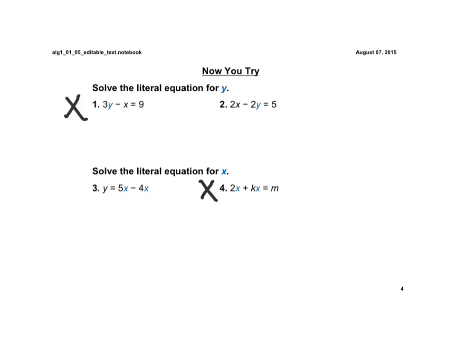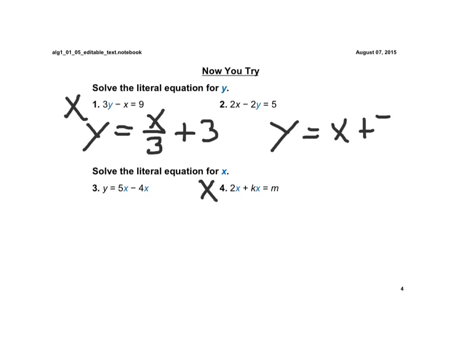Alright, here I am to reveal the answers. So for number 1, your answer should have been y equals x divided by 3 plus 3. Now if you did number 2, your answer would have ended up y equals x plus a negative 5 halves. And you could have also written that as x minus 5 halves as well. Either way.